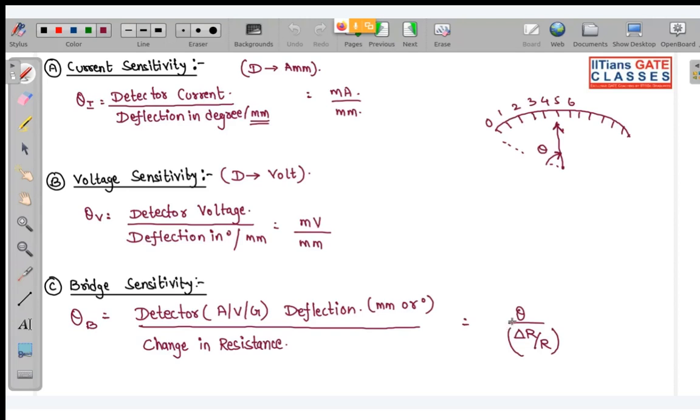Is it clear? Any doubt? Sunny? Okay, fine. So this is your bridge sensitivity.